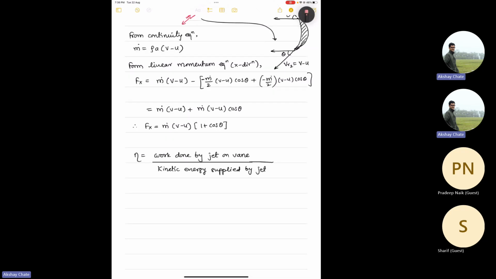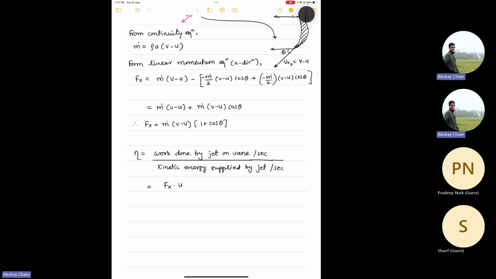Again, now we know what work done is. Work is nothing but force into displacement. Now you may ask why you are taking u and not (v minus u). It is because the work done is by the vane, and the vane is moving with velocity u. So even if the force has a (v minus u) term in it, the final work done will always be with velocity u. You can't put (v minus u) there because it's not a relative thing. Whatever force is coming onto the vane, the vane is getting displaced with velocity u. Basically all of this is per second, so you should not get confused by the units. Therefore I am putting it out there. The numerator is per unit time and the denominator is also per unit time.